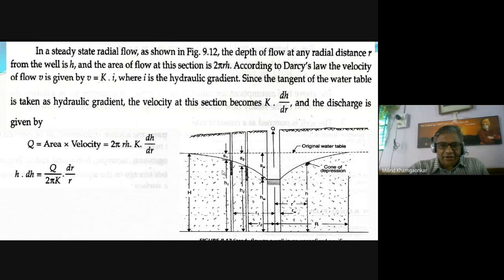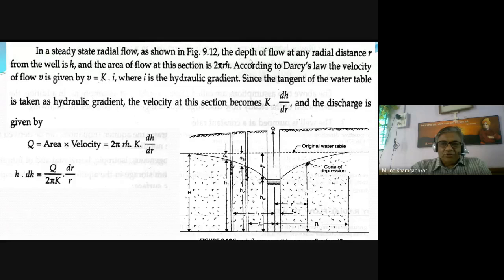As again the same sketch I have repeated. Now the steady flow condition has reached, that is the rate of the pumping and rate of inflow is same, and the cone of depression has regained a constant shape. At this condition, the depth of flow at any radial distance r from the well is h. है ना, ये यहाँ पे एक it is assumed that at any distance r, must be watching on your slide, at any distance r from the center of the well, the depth of water is shown by small h.